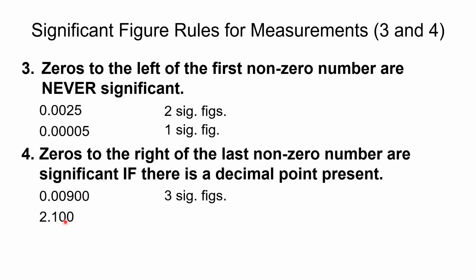Here we have 2.100. Well, both of those zeros, they're to the right of our last number. There is a decimal point, so those are significant.